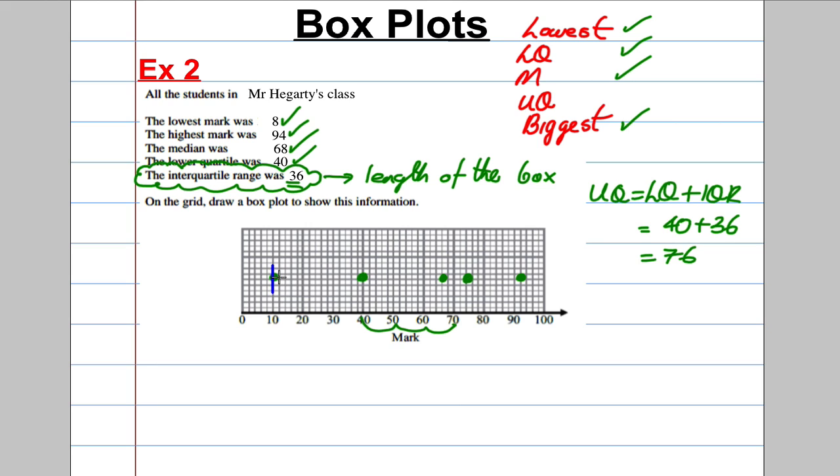So then we just draw our diagram as we're used to. Like that. And we've drawn it, and we'll label it at the end. We'll label this the lowest, the biggest, the lower quartile, the median, and the upper quartile. So just remember here, we were given this, this, this, and this. We did not have this one here, but we found it because the IQR is the length of the box. I know the box is 36, so I just counted 36 up from 40 to get to 76. And that's the second style they ask it.